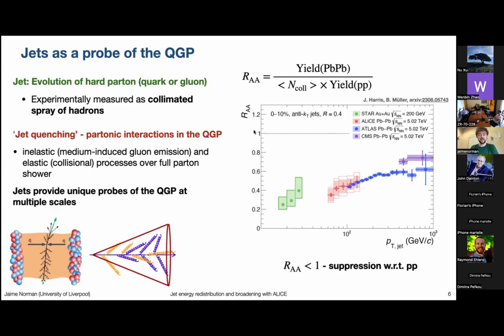And we can look at this RAA for jets, which are shown here for LHC experiments, ATLAS, CMS, and ALICE, as well as STAR at RHIC, where we see this significant suppression, RAA less than 1, which is interpreted as jets losing energy as they traverse the quark-gluon plasma. So this is the quenching effect. This is what we measure in experiment.